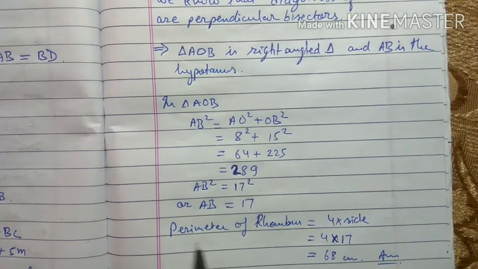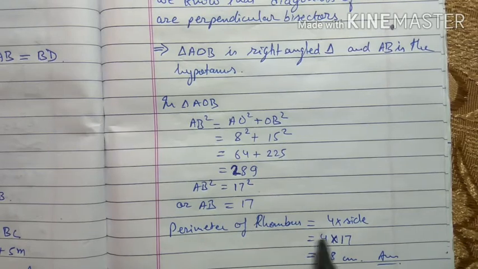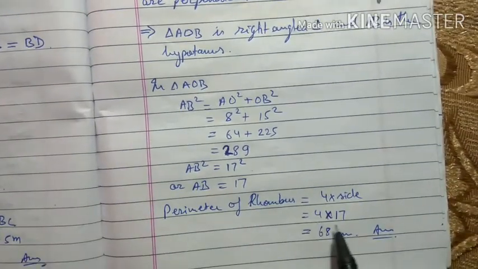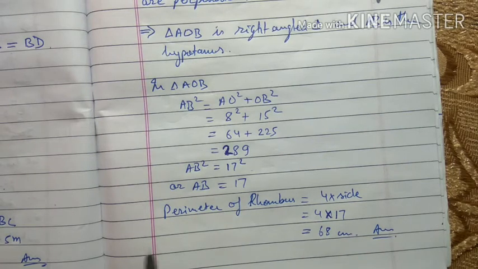Now perimeter of rhombus is equal to 4 into side, that is 4 into 17, and 17 fours are 68. So perimeter of rhombus is 68 centimeter.